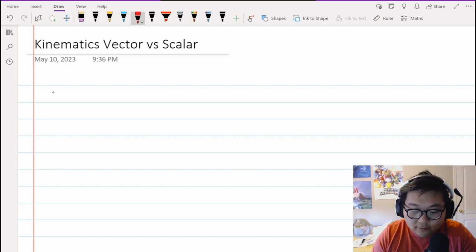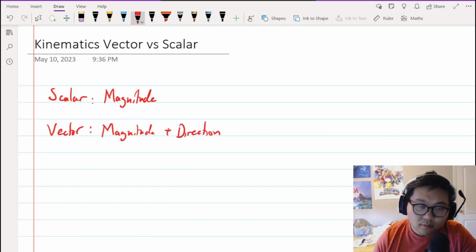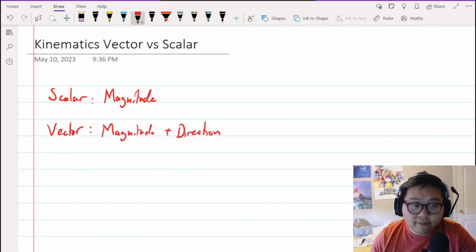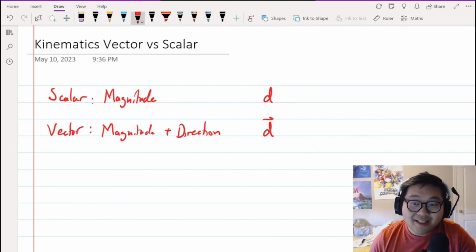So what is the difference between a vector and a scalar? Scalars only consist of a magnitude, and vectors consist of a magnitude and a direction. The other main distinguishing factor between vectors and scalars is that scalars are usually represented with a single variable like this. Vectors usually use the same letter, but with a little arrow on top. That signifies that it's a vector.